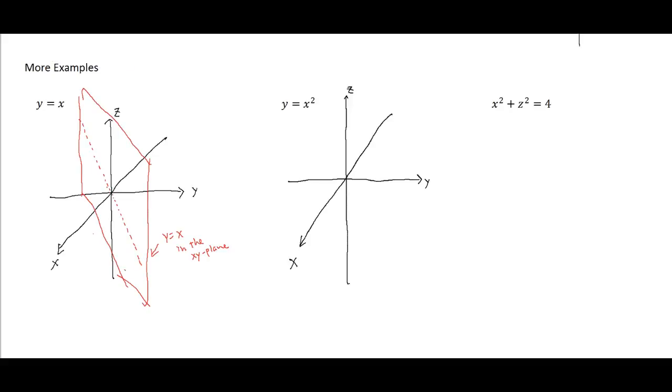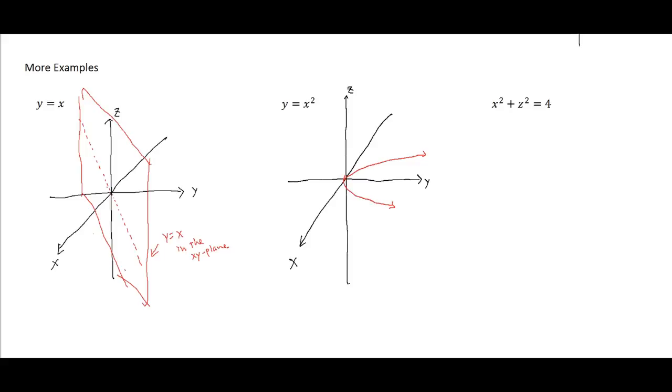So let's apply the same idea to this equation, y equals x squared. So again, it is going to be a bit more difficult to draw this, but we can try to draw y equals x squared, which is a parabola, right, on the xy plane. So this would look something like maybe something like that on the xy plane.